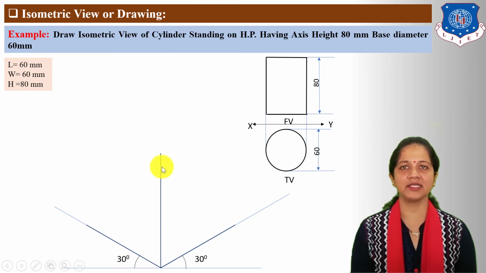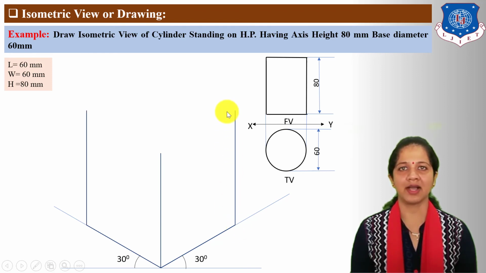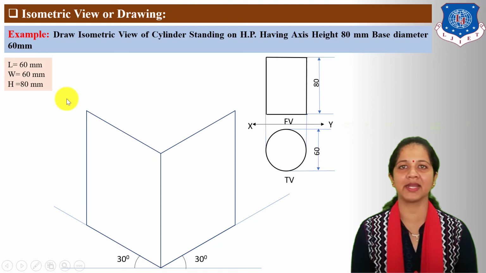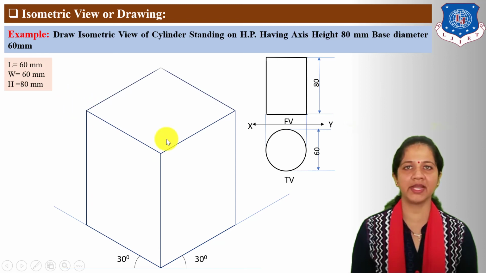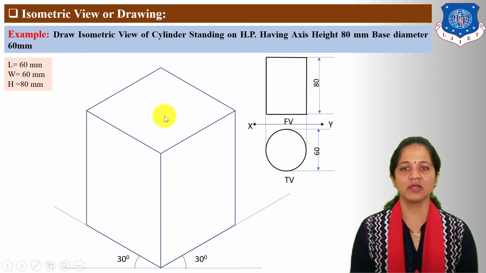Next, complete the isometric box from the endpoints of length and width. Draw parallel to the height line. Next, from this point, draw parallel to the length and parallel to the width line and complete the isometric 3D box. Next, draw a circle in the top face. Now for circle drawing in isometric view or projection, we need to apply the 4 center method.